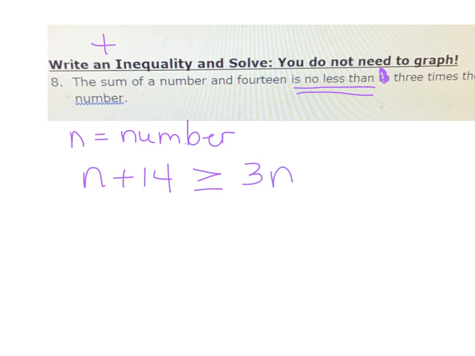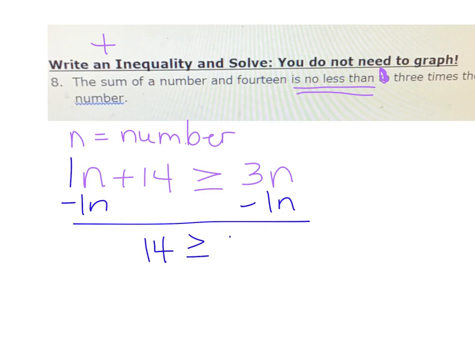Now we're ready to solve it. So there's an imaginary 1 here. Now this time, even though I normally take my variable to the left, I am looking ahead and thinking, if I take the 3n to the left, I won't have anything on the right. I don't want to do that. So this time I am going to take my n to the right. I'm going to subtract 1n from both sides, and I get 14 is greater than or equal to 2n.